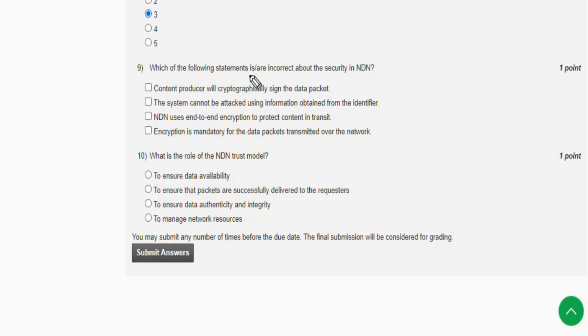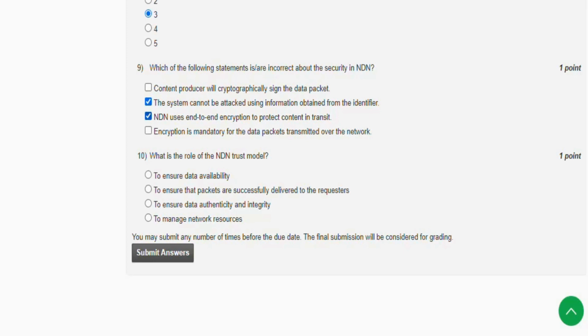Now question number 9. Which of the following statements are incorrect about the security in NDN? The options are: content producer will cryptographically sign the data packet, the system cannot be attacked using information obtained from the identifier, NDN uses end-to-end encryption to protect content in transit, encryption is mandatory for the data packets transmitted over the network. And the incorrect statements will be this one and this one. So I select this one and this one.